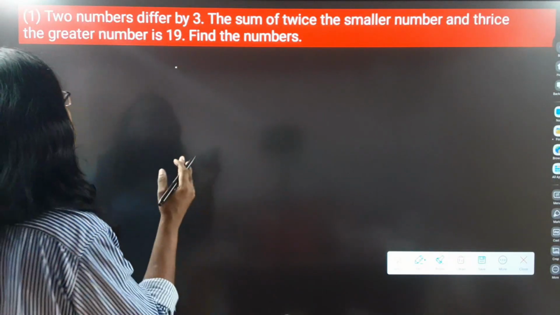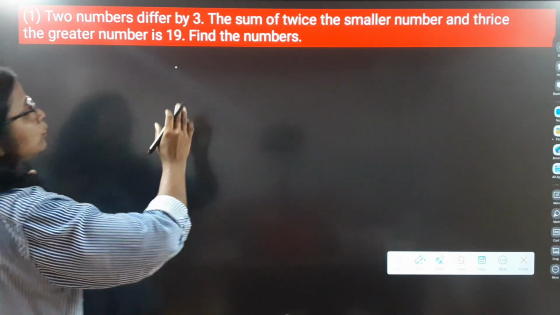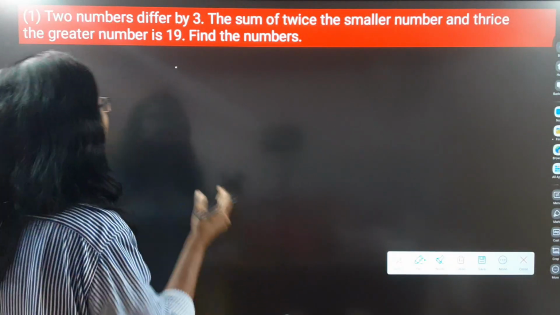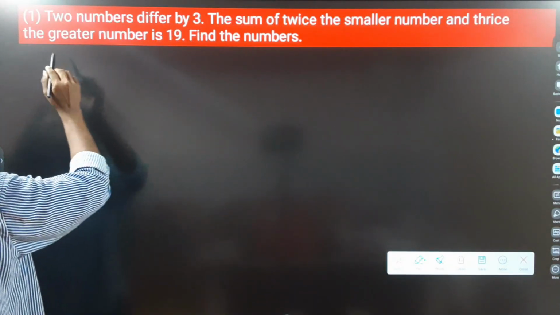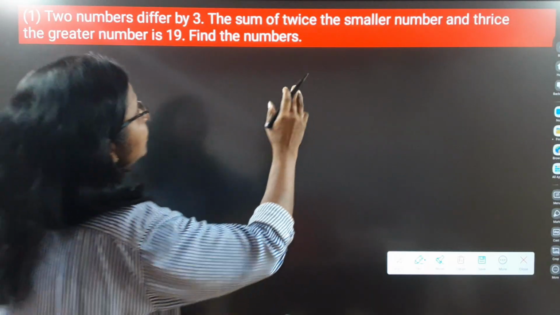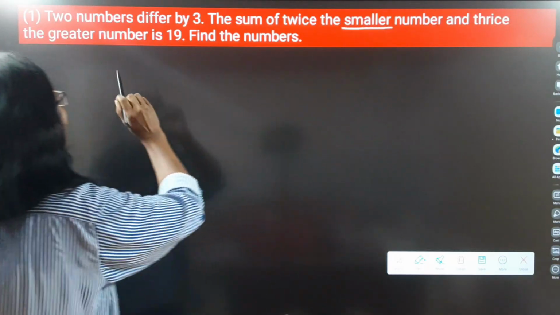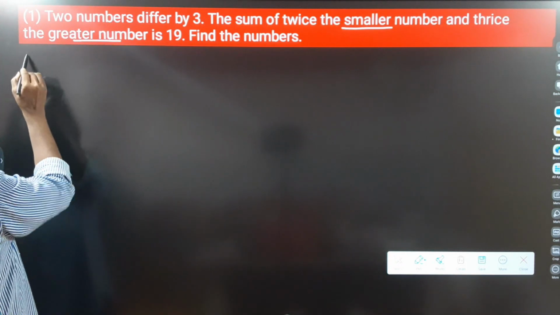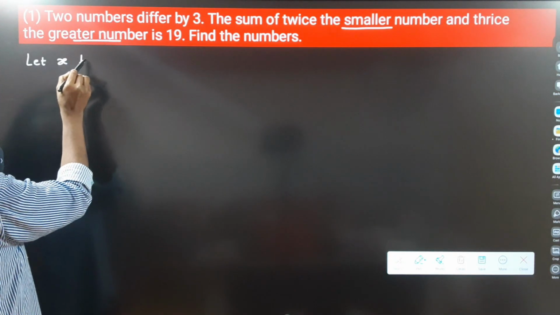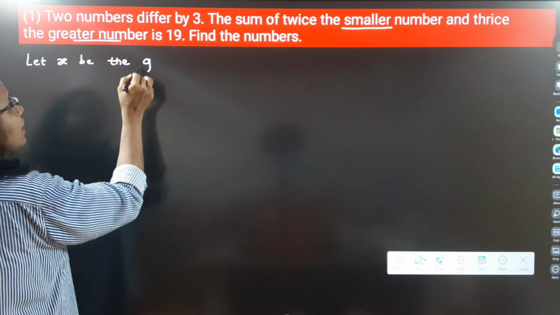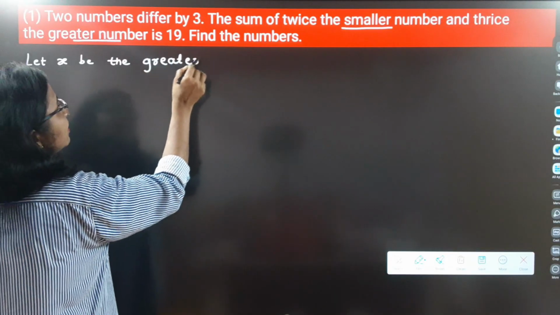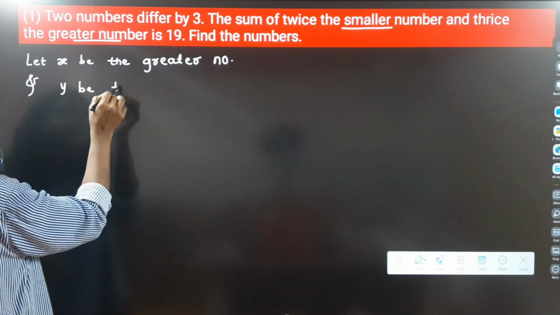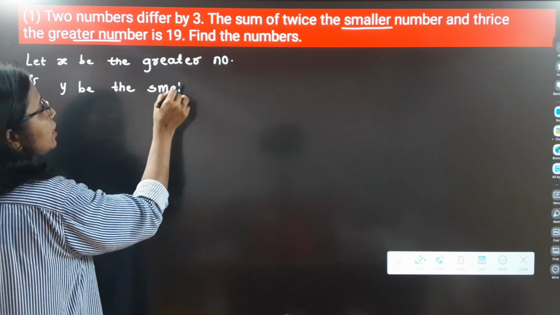So here we have to find out the numbers, and there are two numbers. In the example, the smaller number and the greater number are mentioned. So our assumption is that let x be the greater number and y be the smaller number.